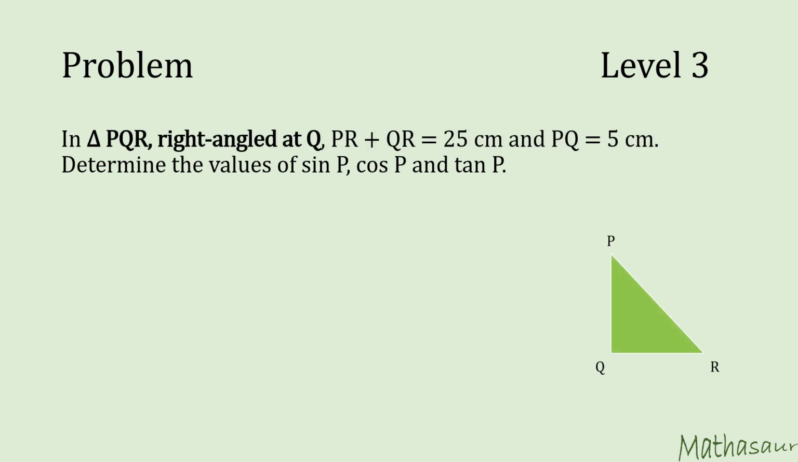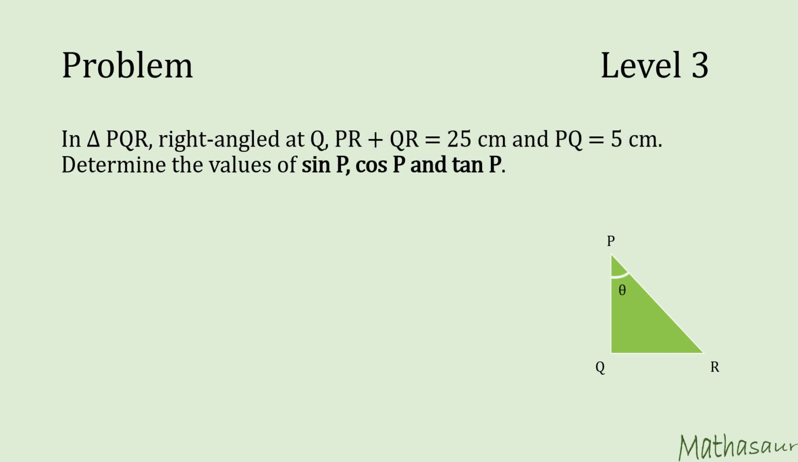Alright, let us draw the right angled triangle and name the vertices as P, Q and R. Note that Q is the right angle. Now since we have to find the trigonometric ratios corresponding to the vertex P or the angle P, let us call angle P as theta. Now the side opposite theta, which is the side QR, becomes my perpendicular. The side PQ, which is adjacent to theta, becomes my base, and PR is my hypotenuse.